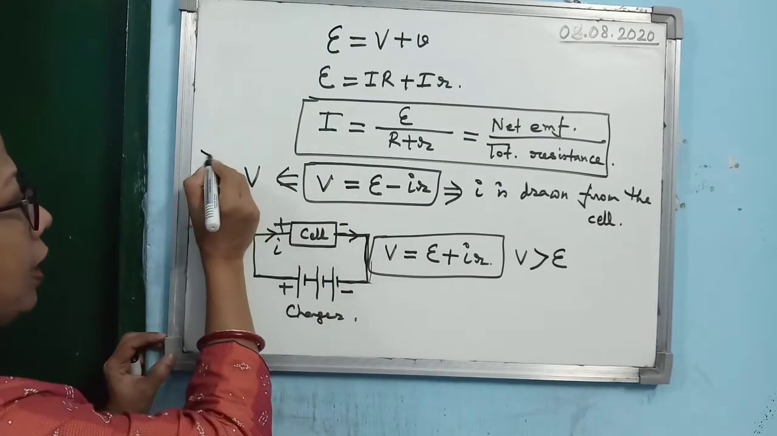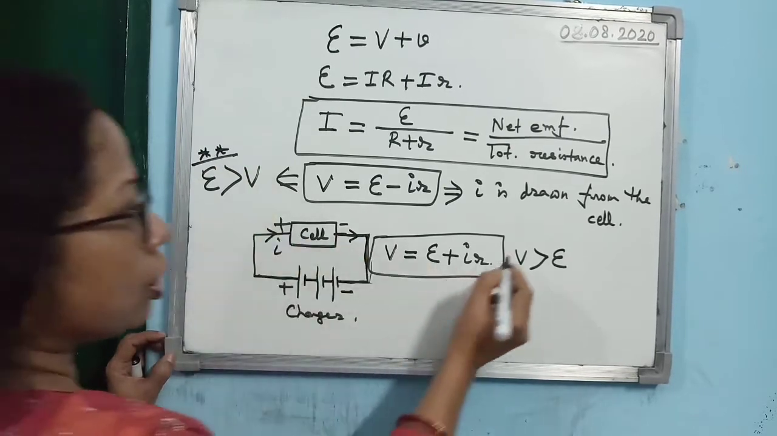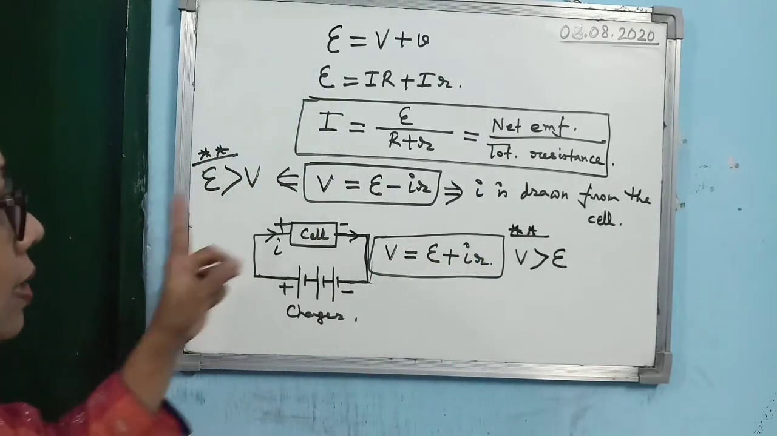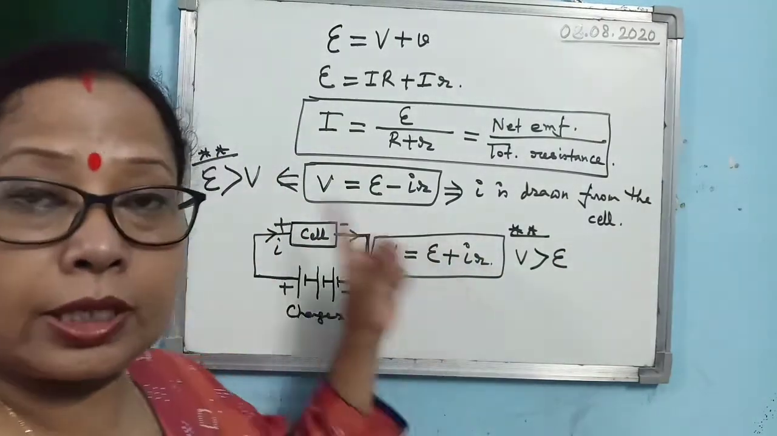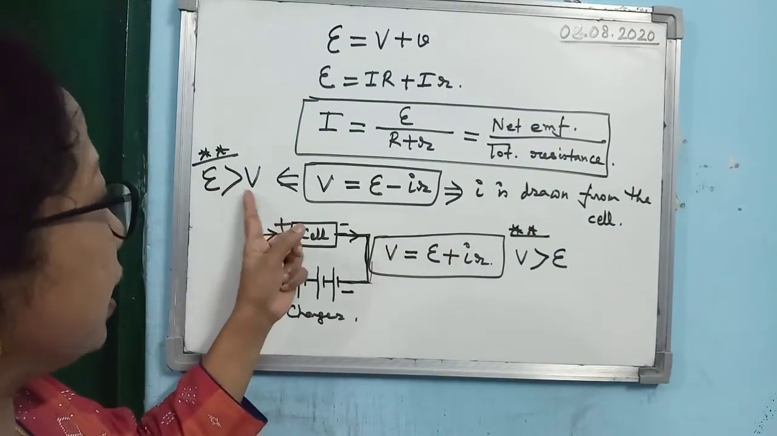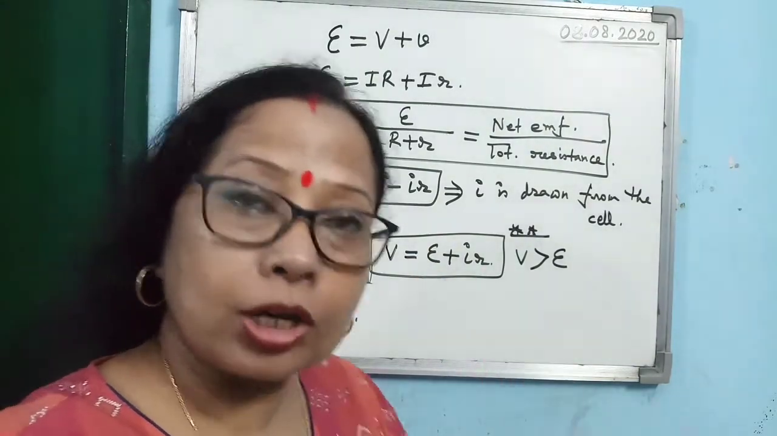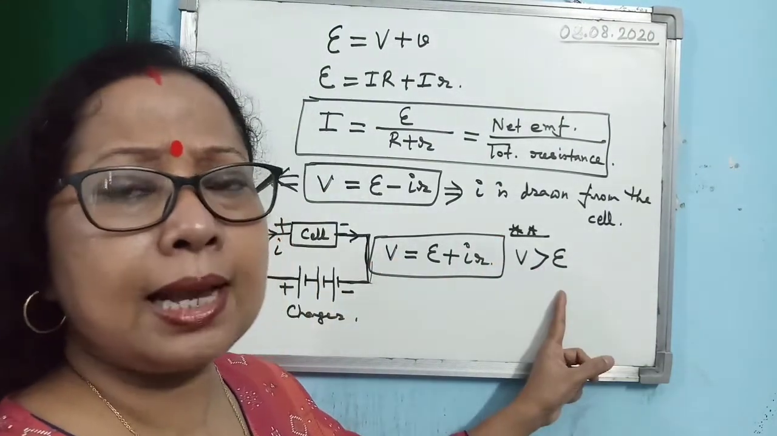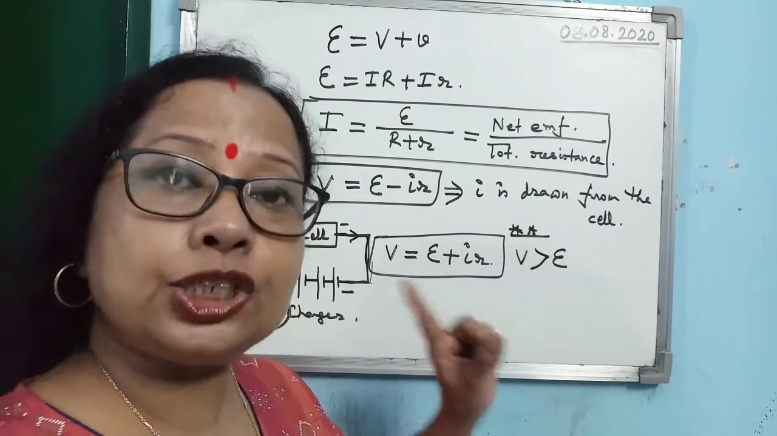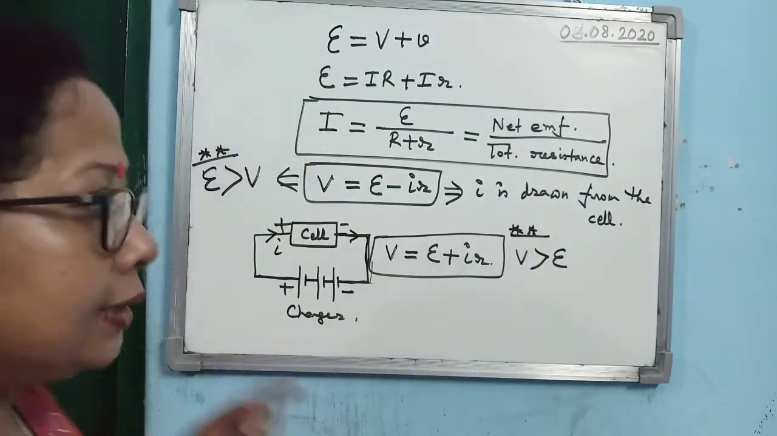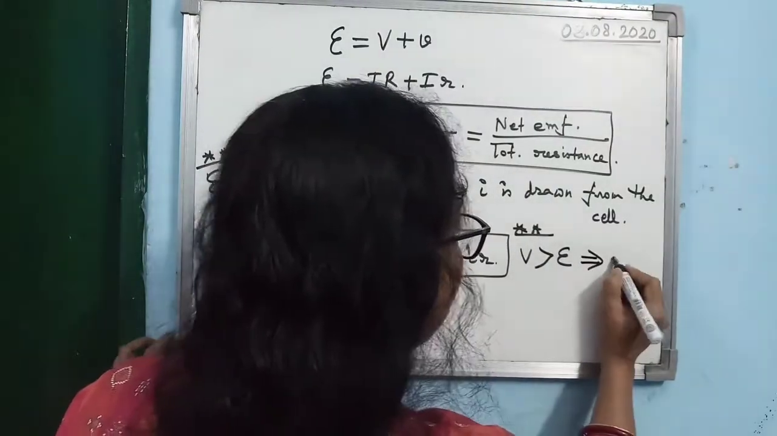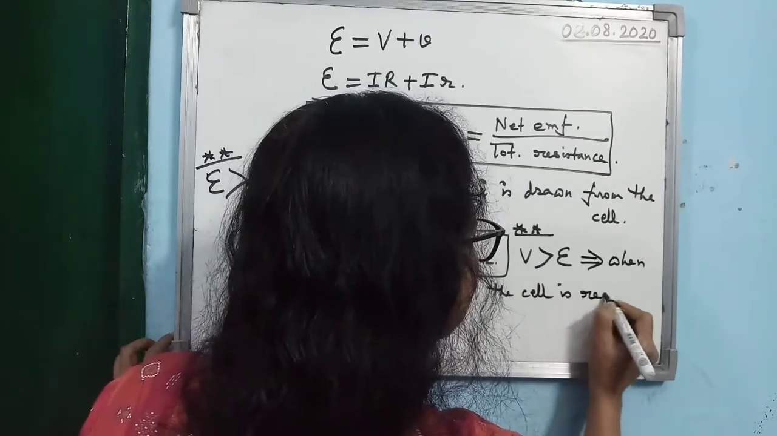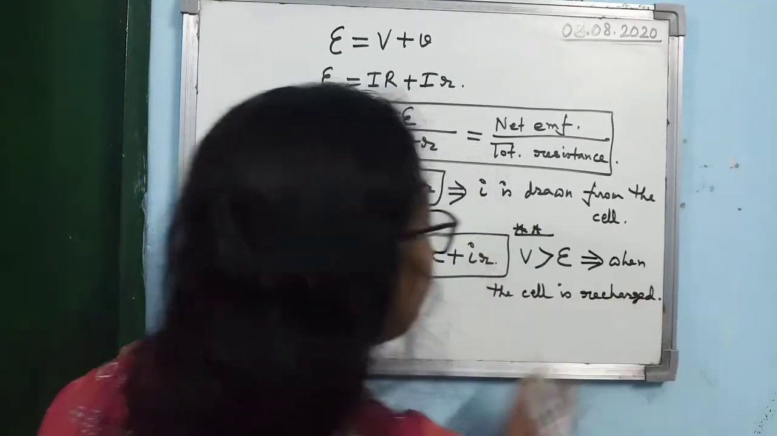These 2 points are very important point-wise. In most competitive exams, you will get questions on this. So please remember and understand these 2 points. When EMF is greater than terminal PD, current is drawn from the cell, and when terminal PD is greater than EMF of the cell, the cell is recharged. Alright, means you are charging the cell. So here you have to write down the condition when the cell is recharged, or you can write during charging of the cell.